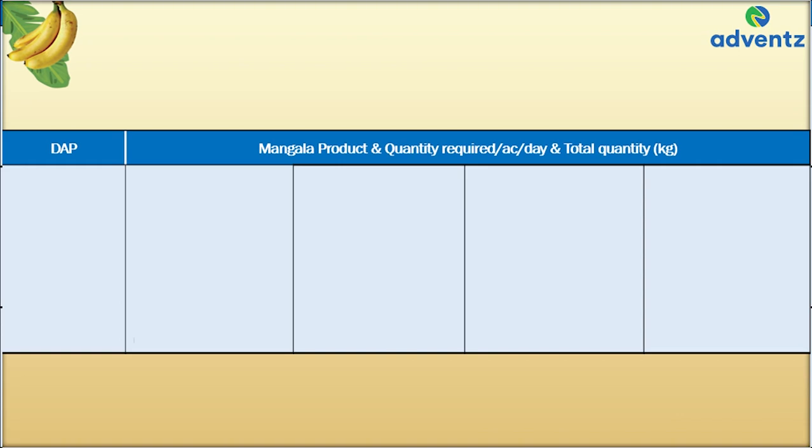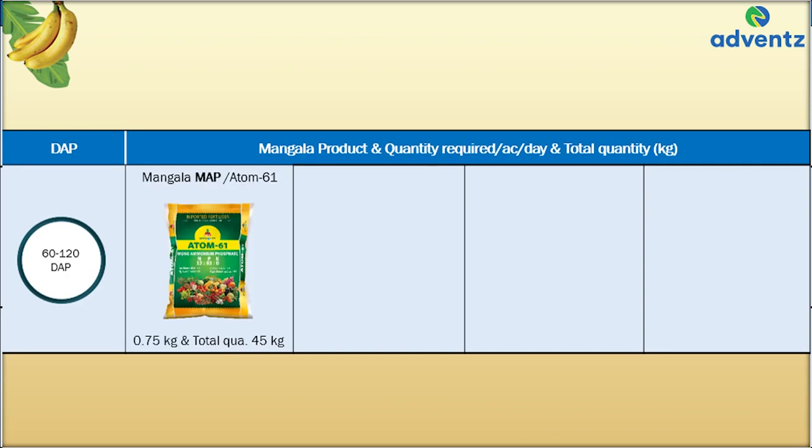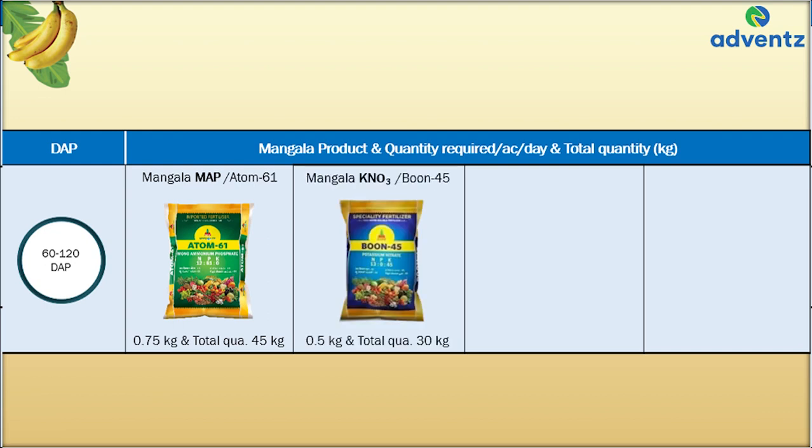The second schedule of fertilizers should be given between 60 to 120 days after planting. The Mangala MAP or Atom 61 should be given at the rate of 0.75 kgs per acre per day, and the total quantity for 60 days is 45 kgs per acre, along with Mangala KNO3 or Boon 45 at the rate of 0.5 kgs per acre per day, total quantity being 30 kgs, and Mangala Urea at the rate of 1 kgs per acre per day with the total quantity being 60 kgs.